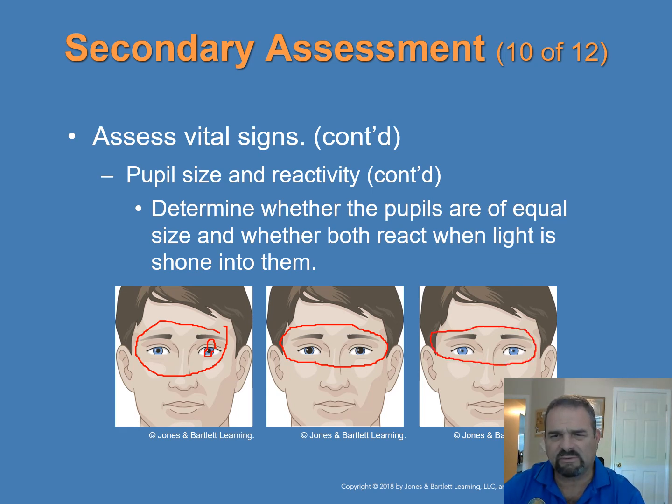Okay, very pinpoint. So usually when they're dilated, this is some kind of stimulant drug like cocaine or meth, that kind of stuff. And then over here, when they're pinpoint, that is usually an indicator of some opioid or some kind of central nervous system depressant. So that's just some information for you to know.